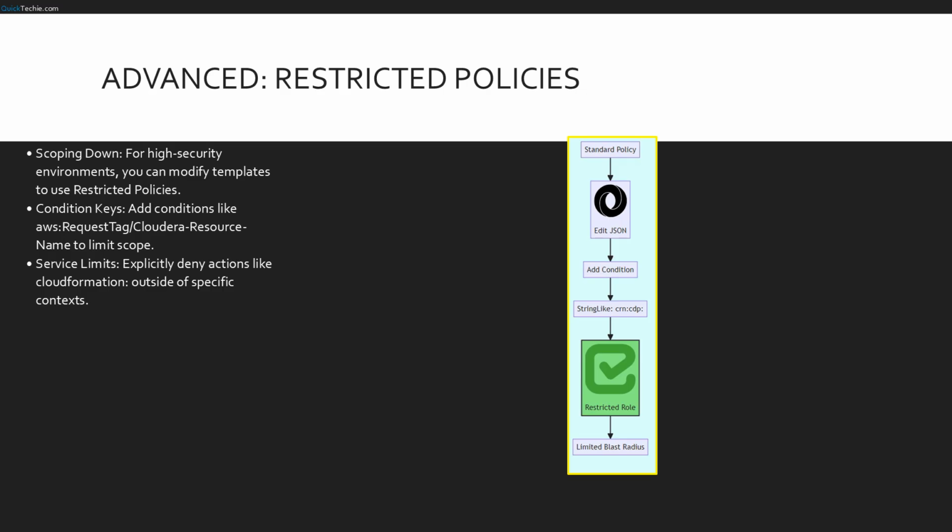This diagram illustrates the hardening process. We start with the standard policy. We edit the JSON to insert a condition block. Specifically, we add a string-like condition requiring the CRN, CDP tag. This transforms the identity into a restricted role, resulting in a limited blast radius for your security architecture.